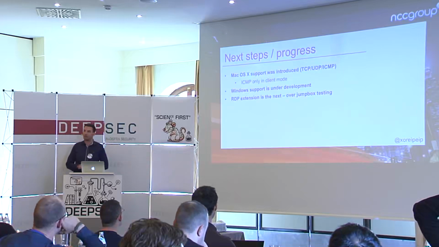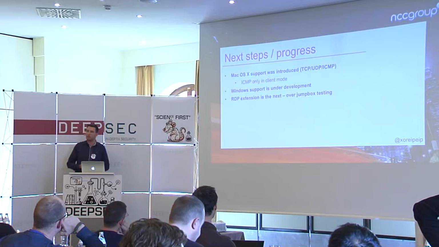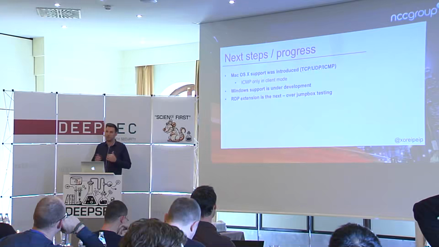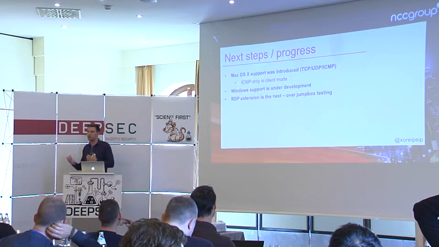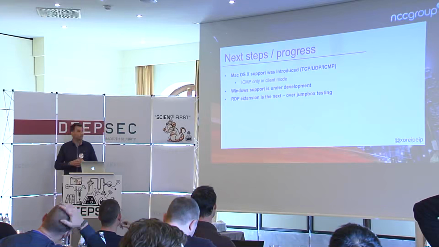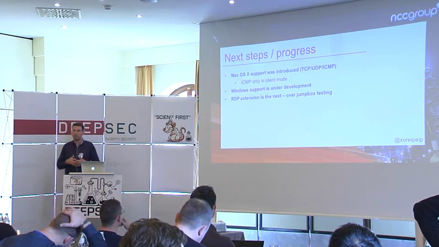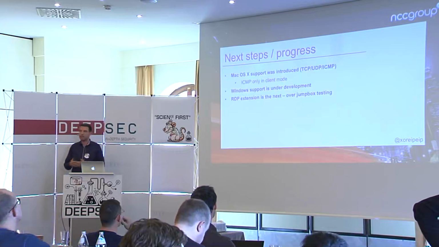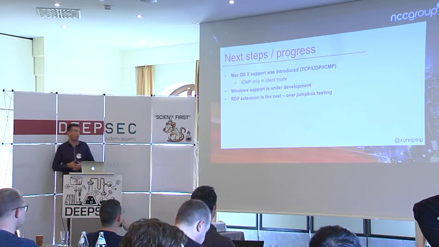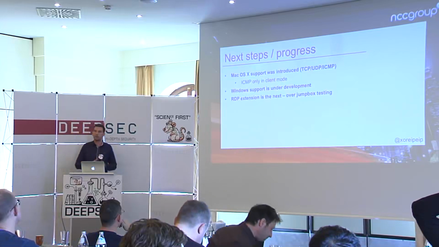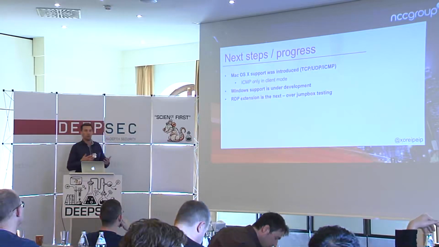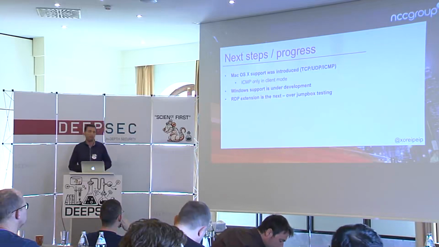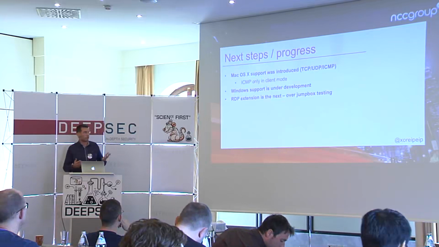TCP and UDP are working very well. ICMP is only client mode, because in Linux you have this ignore ICMP option, where the kernel ignores all the ICMP packets and doesn't transfer them to it. But in Mac OS X and the BSDs, there is no option like that, at least I couldn't find it. So even if you send a ping request, it will be answered by the kernel. If you want to answer it from your implementation, you can't do that. That's why you can't use ICMP in server mode.